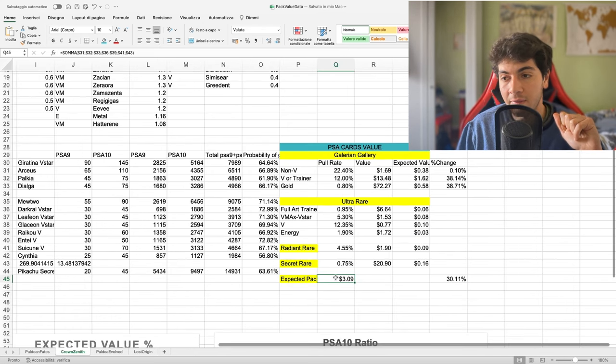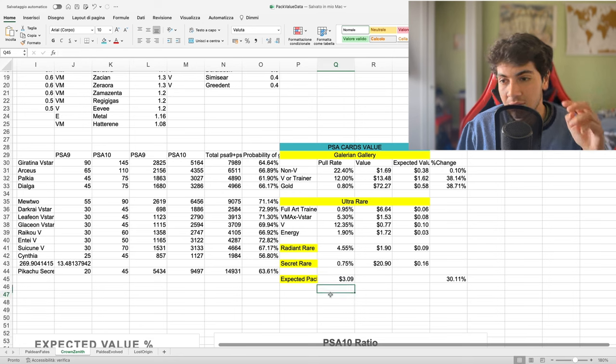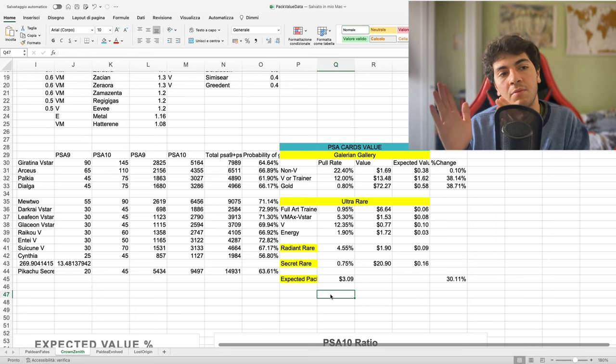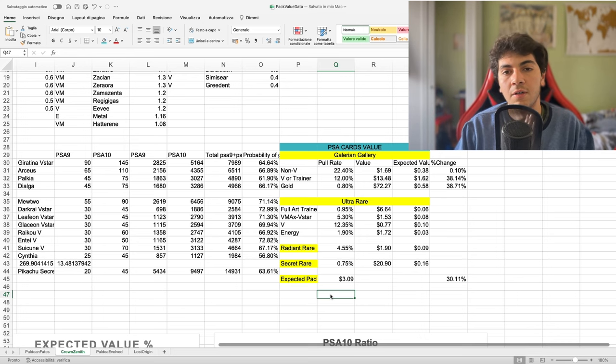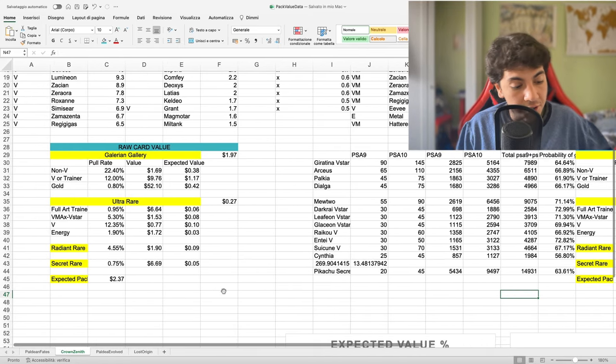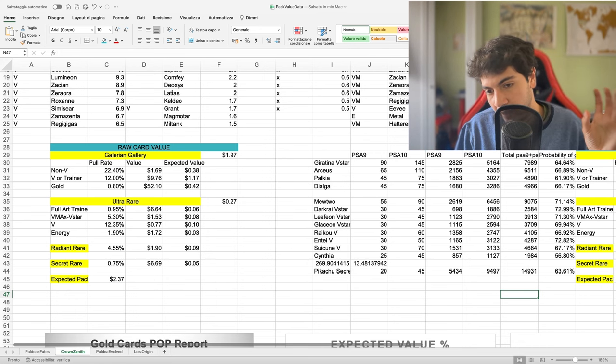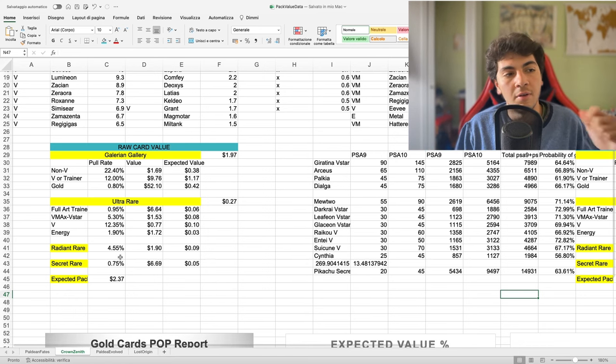Crown Zenith, it's about 50% of 3 is 1.5, so it's about a 30% difference in price between market price and expected pack value after grading, whereas Lost Origin is over 100%. So what we've seen so far with this indicator, and again, that's just what we've seen, I'm not stating anything, I'm just observing the data.